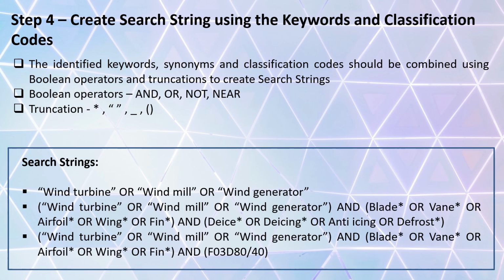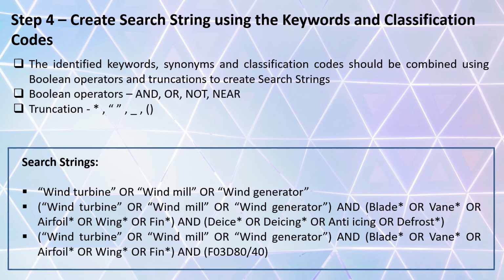So in this case, again, only those patent documents will be displayed in the result which have a word from wind turbine, windmill, wind generator, and one word from blade, vane, airfoil, and this classification code which is mentioned here. So if all these three are matching, then only that result will be displayed.